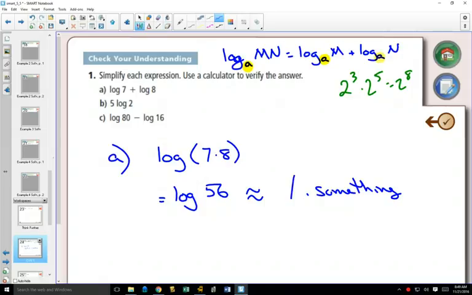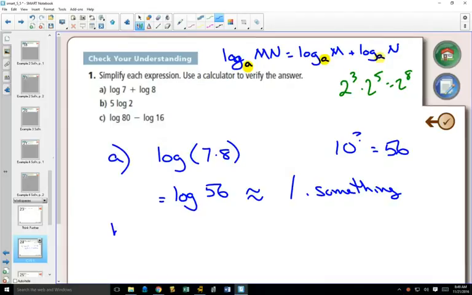Whew. It's Monday. So we should be able to say it's 1 point something, not 10 point something, because we're solving for an exponent. We're saying 10 to what power is 56? It's got to be between 1 and 2.